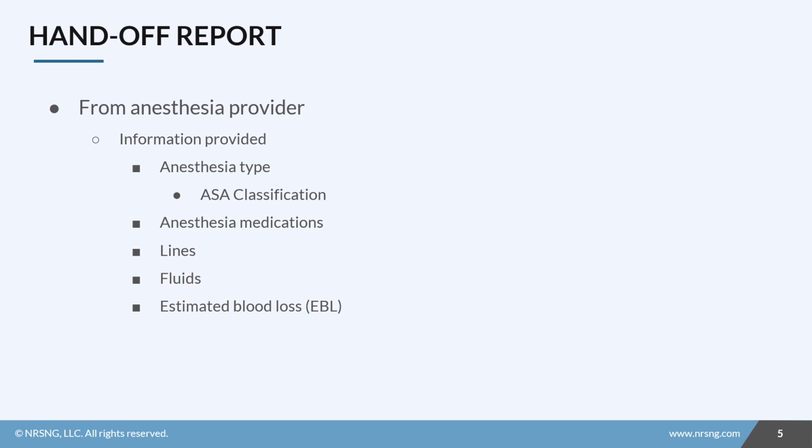So once the patient has arrived and an immediate assessment by the PACU RN is completed, the handoff report will take place. The anesthesia provider will give any important information about the patient and the surgery. This can include information like the anesthesia type, the ASA classification, or basically how sick the patient is, the anesthesia medications given, fluids, lines, and estimated blood loss, or EBL.